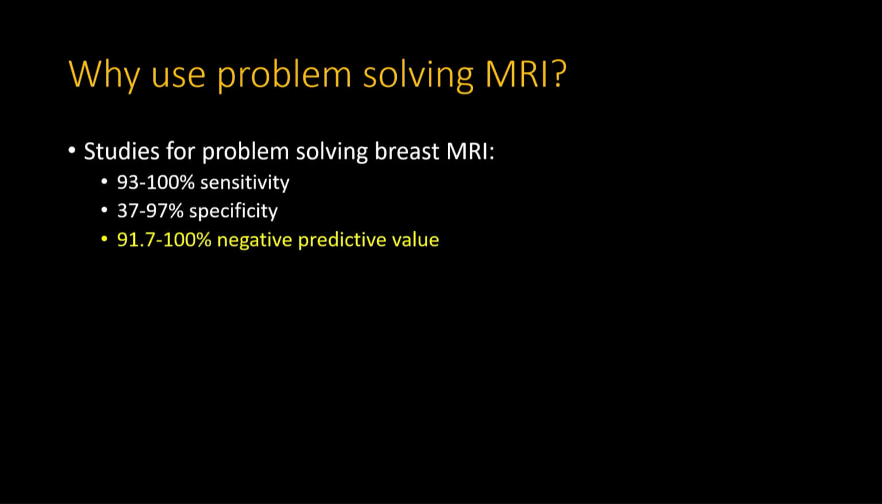So why do we use problem-solving MRI? In the appropriate setting, we have very good sensitivities, 93 to 100%. Specificity ranges a little bit more, between 37 and 97%. But in particular, problem-solving MRI has a high negative predictive value, 91.7 to 100%. That means if the MRI is negative, usually clinically or on mammo or ultrasound, the patient is okay.